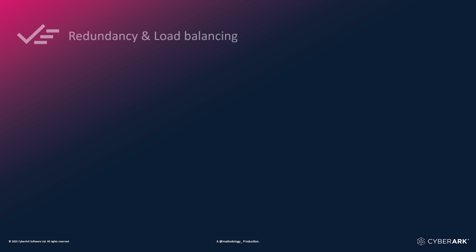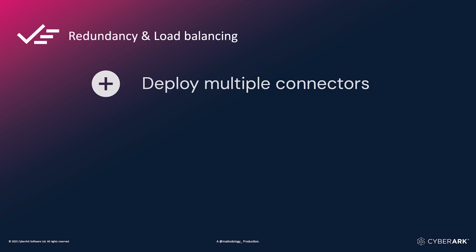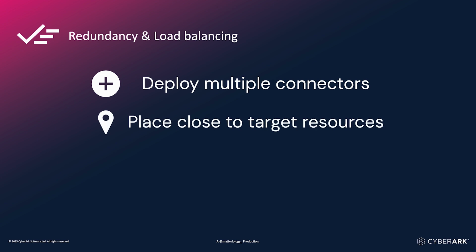For enhanced redundancy and load balancing, consider deploying multiple connectors across different servers within the same network. This strategy ensures failover capability if one connector goes offline, maintaining uninterrupted privileged access management services. Additionally, place connector servers geographically close to their target resources to reduce latency and improve session responsiveness.